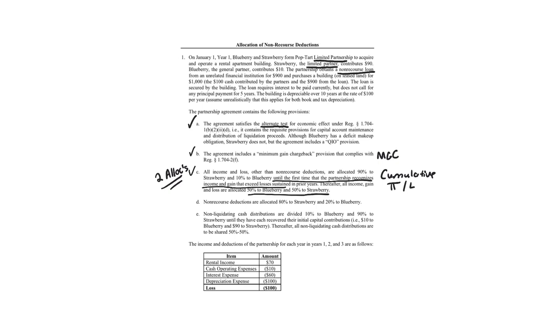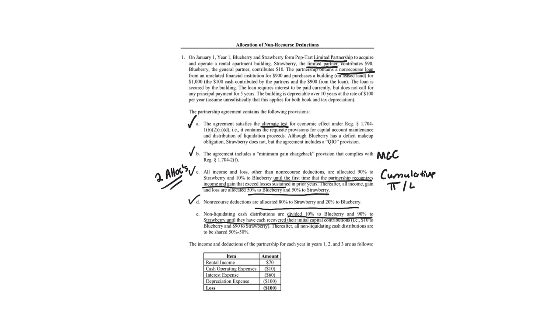The next item is that non-recourse deductions under the partnership agreement are allocated 80% to Strawberry and 20% to Blueberry. Finally, the last item deals with non-liquidating cash distributions. Liquidating, of course, under the alternate test, liquidating cash distributions are in accordance with capital account balances. But non-liquidating cash distributions are specifically divided 10% to Blueberry and 90% to Strawberry until they have recovered their initial capital contributions, that $100.